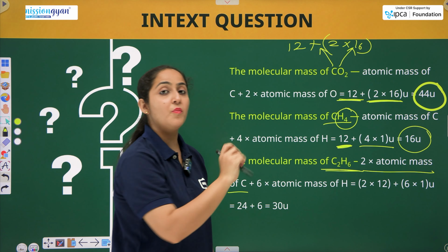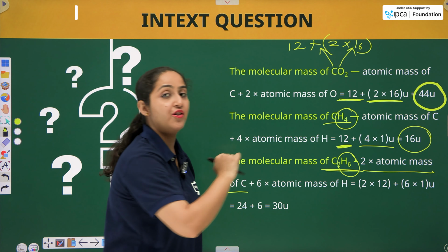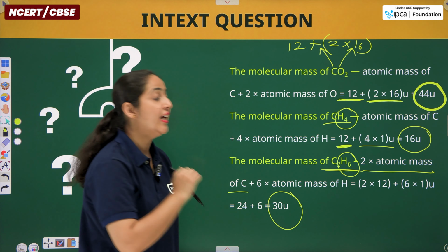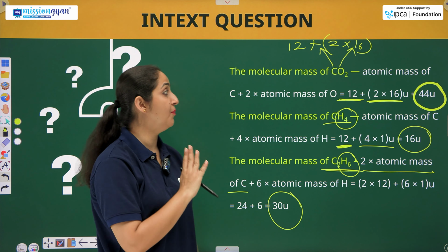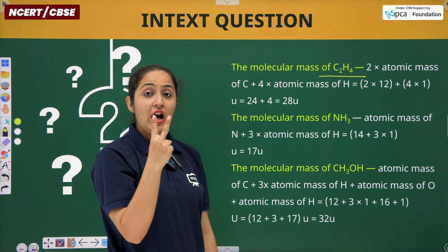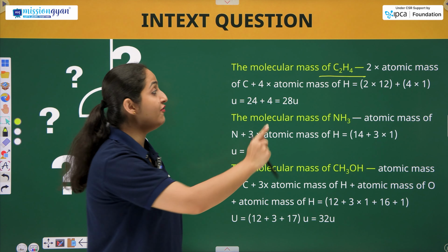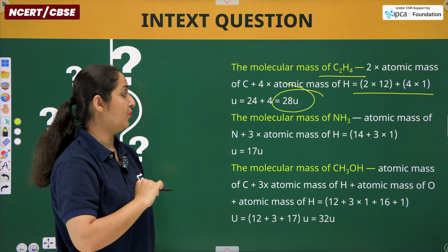So 2 into the atomic mass of C will be 2 into 12, and the atomic mass of hydrogen, so 6 hydrogen atoms, 1 into 6. So that comes out to be 30U. So this is how you need to calculate the molecular masses. Now let's see C2H4. Again 2 carbon atoms and 4 hydrogen atoms. So again 2 into 12 plus 4 into 1, which gives you 28U.